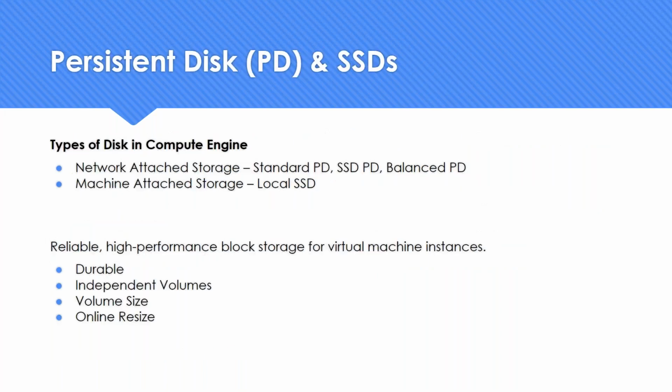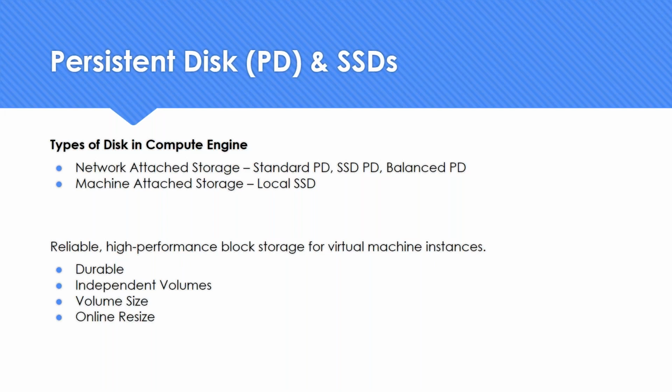The next part is basically what? Once you have the vCPU and memory stuff, what next? Storage. Where will you keep all your OS stuff, your data? You need to have a disk, right? So you get two types of disks basically in GCP.